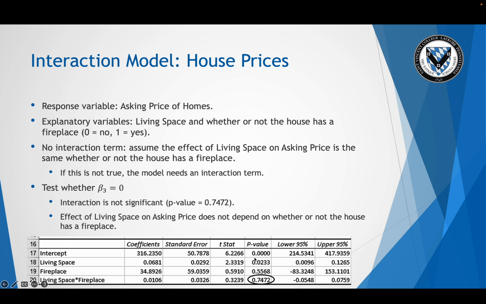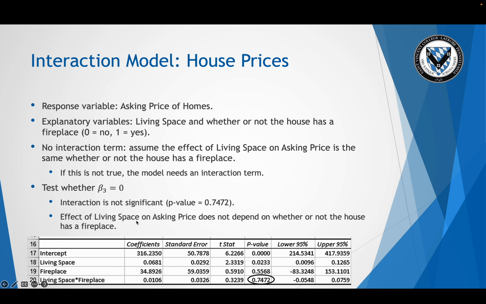So we want to look at our p-values here. And we can see that living space is significant. We can see that fireplace is not. But let's focus our attention on the interaction. We can see it's 0.74. So this is not less than alpha of 0.05. Therefore, we would say it is not significant. So right here we say interaction is not significant because the p-value is 0.74.